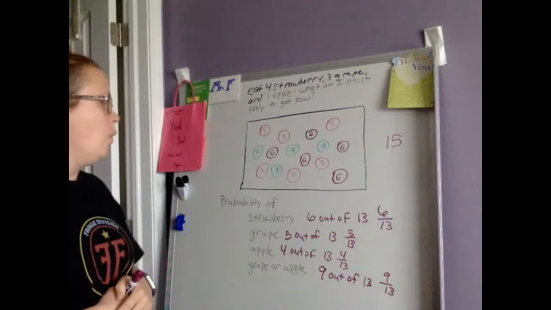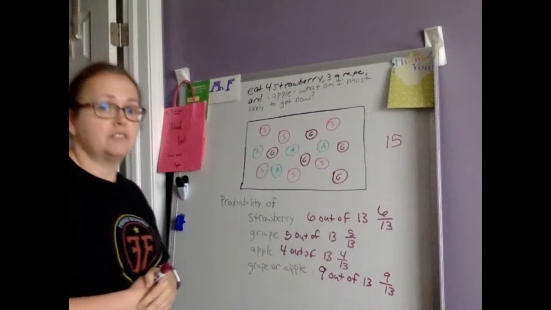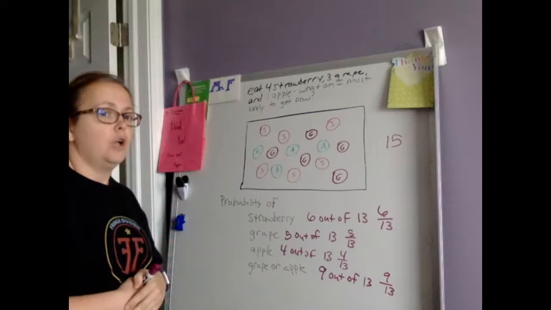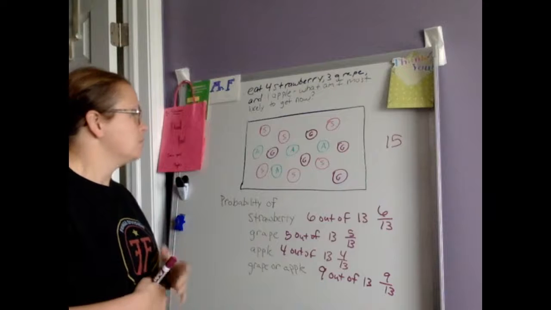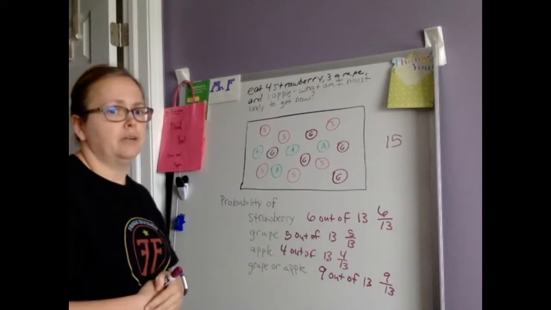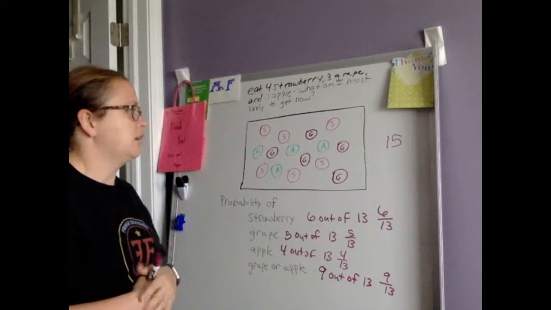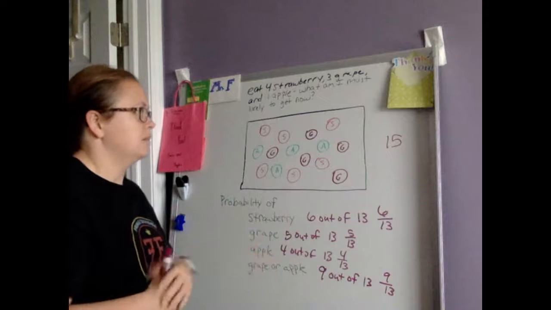Okay. What if I just started asking questions that didn't necessarily involve specific numbers? What if I say, which color am I most likely to pull out? Well, I'm most likely to pull out pink. Which color am I least likely to pull out? I'm least likely to pull out green. See, I've already done all of the work. I've already done all the math. All I need to do is look at my numbers.